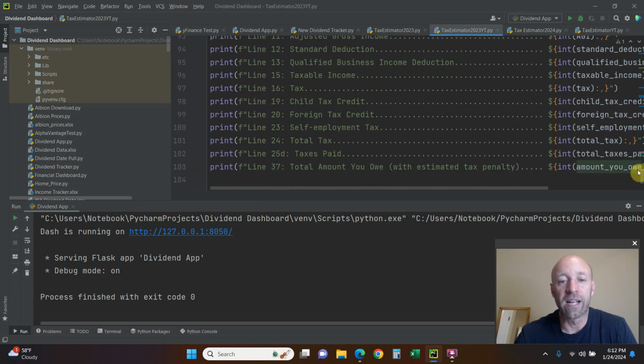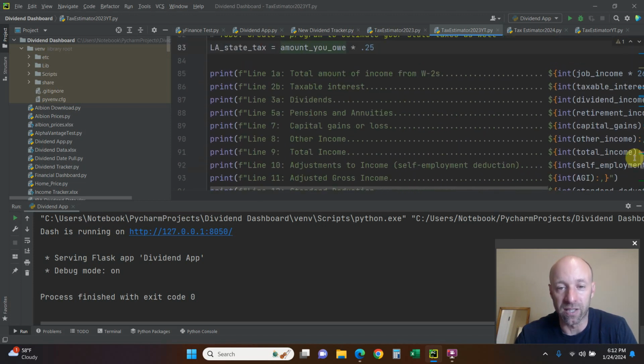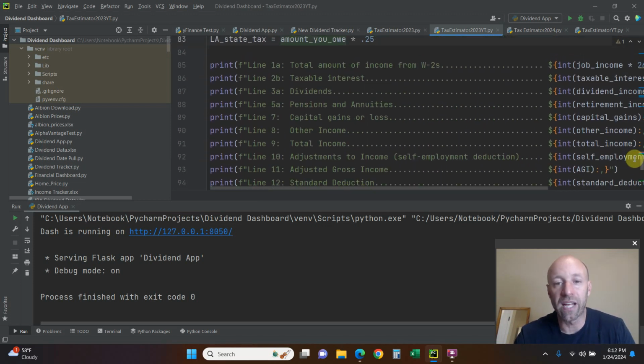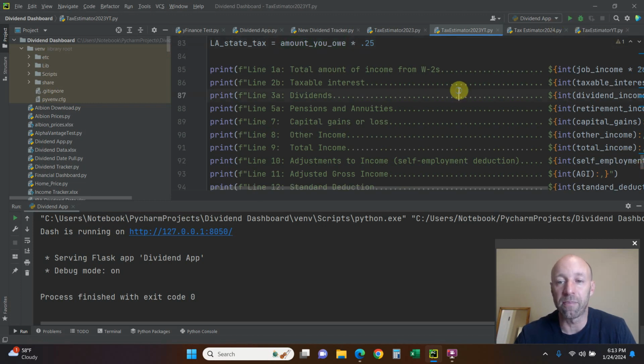And then I created a bunch of print lines so we can go through it together. So just a quick recap. This fictional person makes $100,000 in W-2 income. Doesn't have any pensions. Has some taxable interest and capital gains and dividends. And that's about it. So this is like a real life person, married. And so let's look at all these print statements.